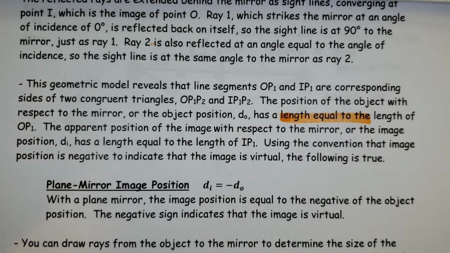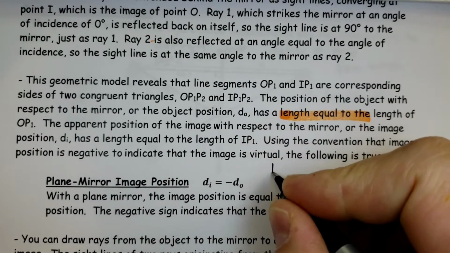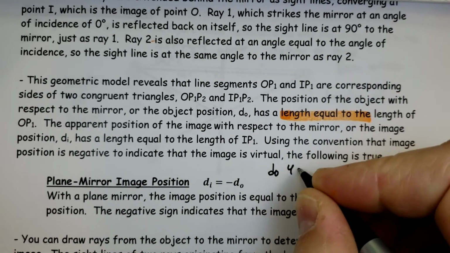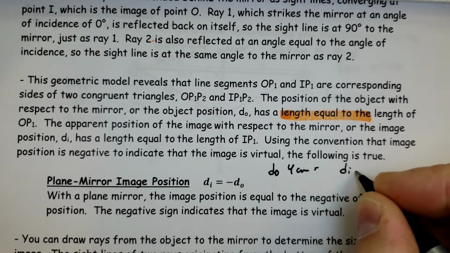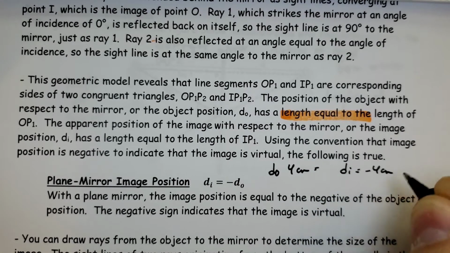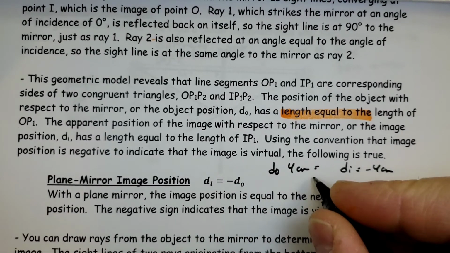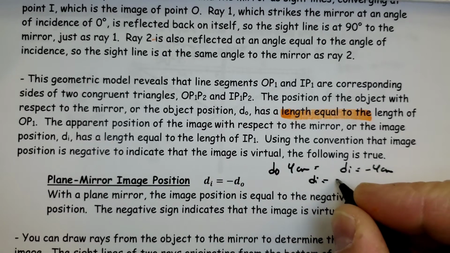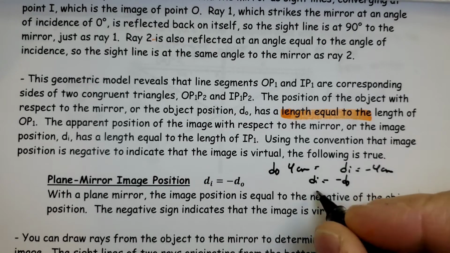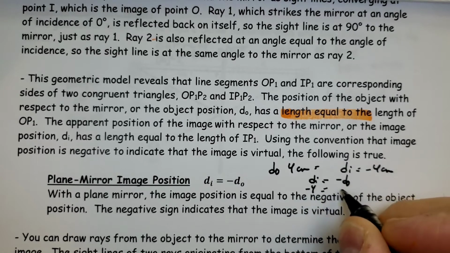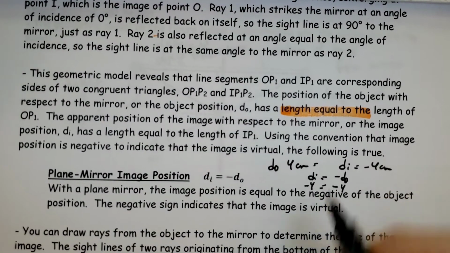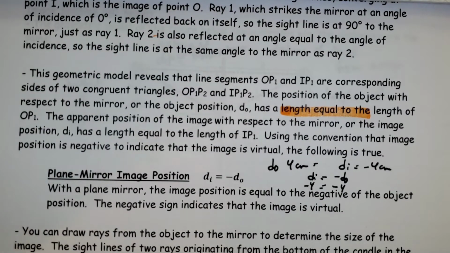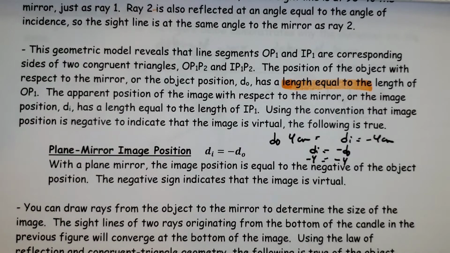So for example, if the distance of the object was 4 centimeters from the mirror, that would mean DI has to be negative 4 centimeters. And then when I apply this, DI is equal to negative DO. DI, negative 4, is equal to the negative of DO. So mathematically, that's how we get that to be true. We have to treat image distance as negative.